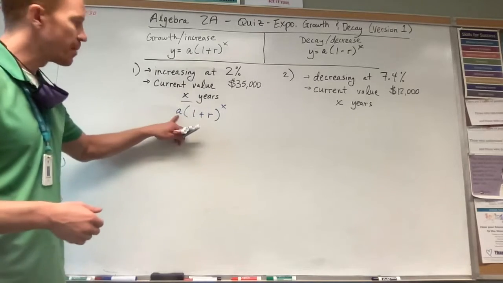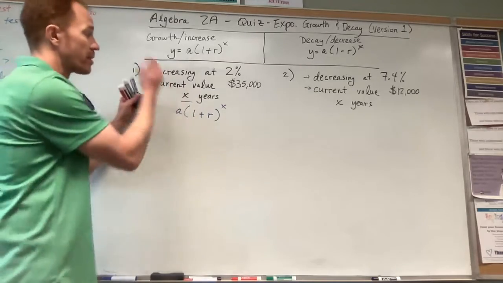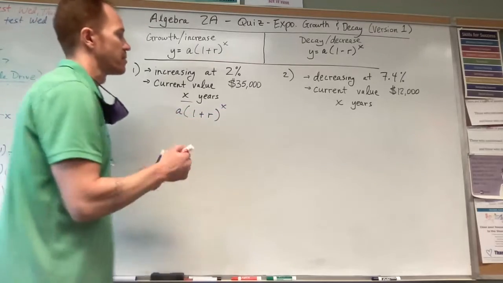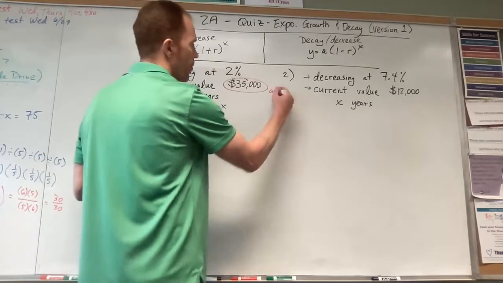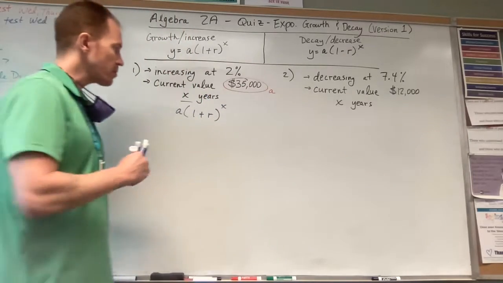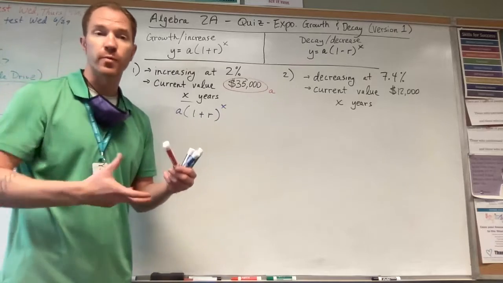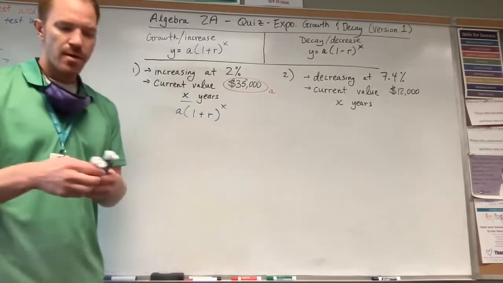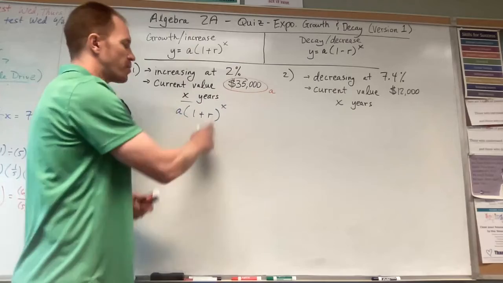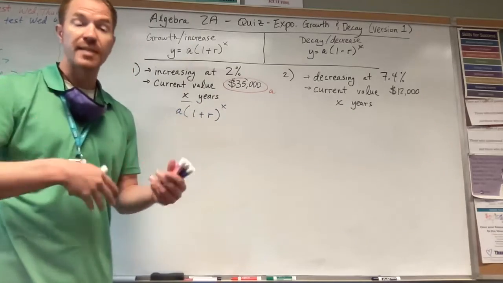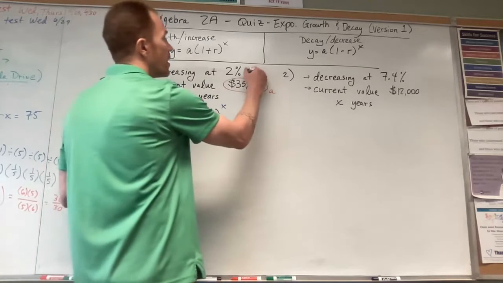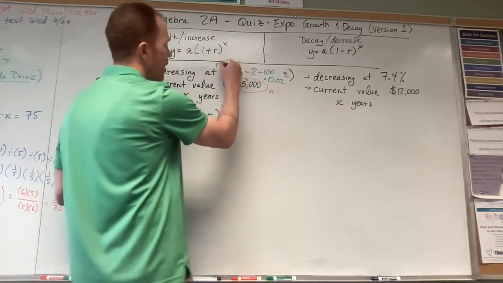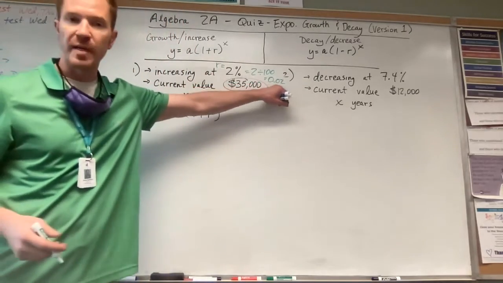So if you remember, a represents the initial value, or we could call that the current value, or how much there is right now. So that's going to be 35,000. That's going to be a. r is your rate, your percent rate, either of growth or decay, increase or decrease. And so that's going to be the 2%. But remember that when we put it in the equation, I'm not just going to put a 2 here. I'm going to put the decimal or possibly the fraction form. I like the decimal form. So this is r, and in decimal form that's 0.02.